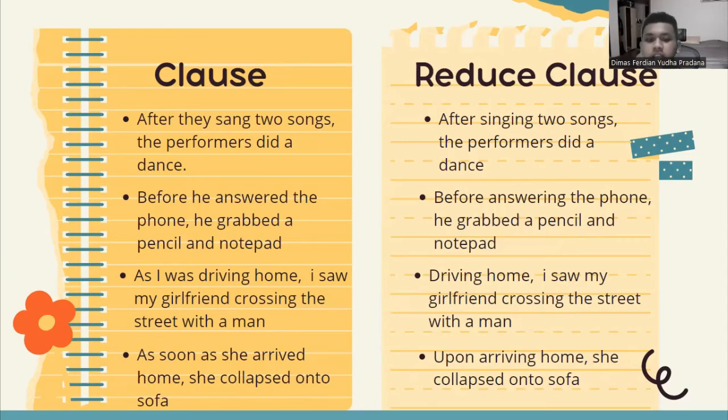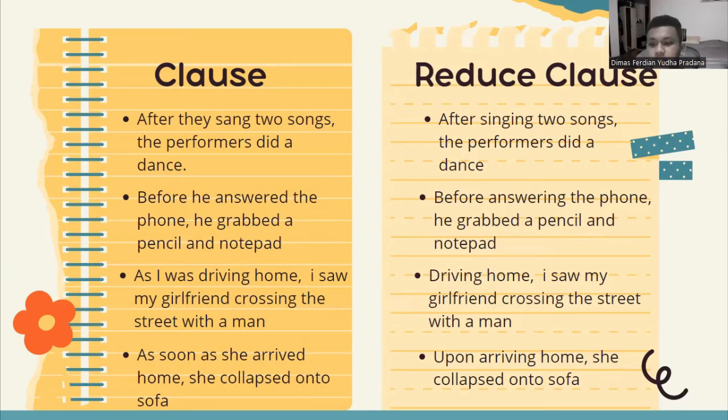The next one is, "As I was driving home, I saw my girlfriend crossing the street with a man." We can omit the adverb clause of time "as," and we can remove the subject. So the reduced adverb clause from the sentence is, "Driving home, I saw my girlfriend crossing the street with a man."